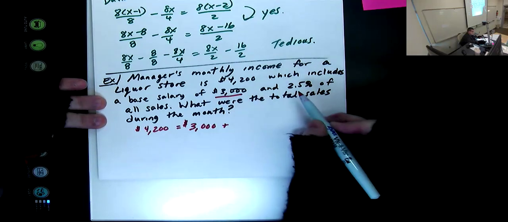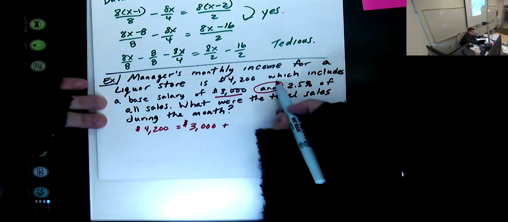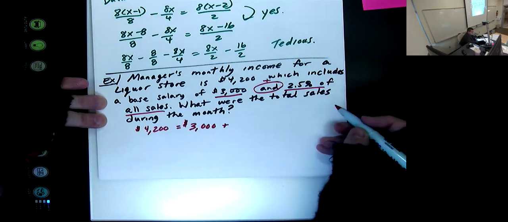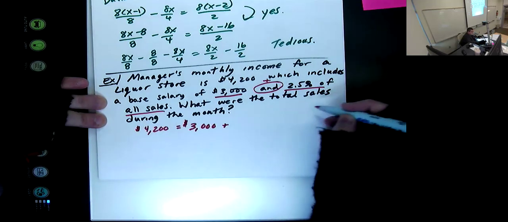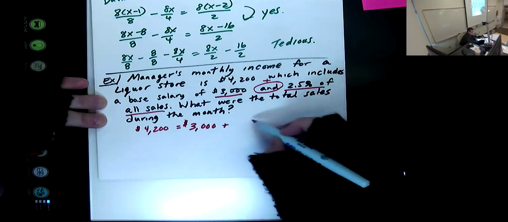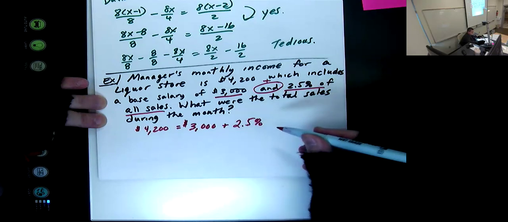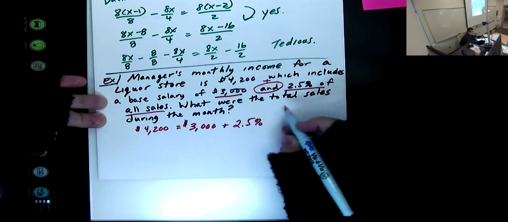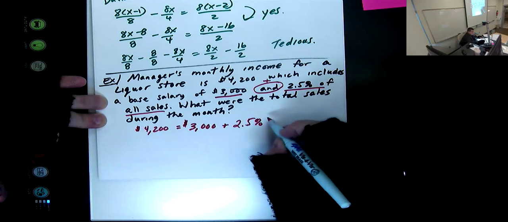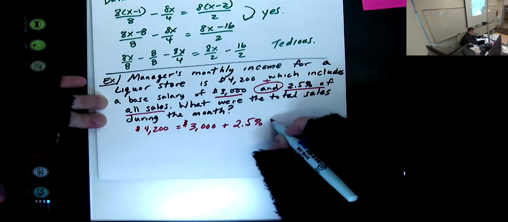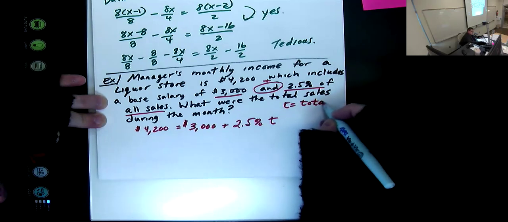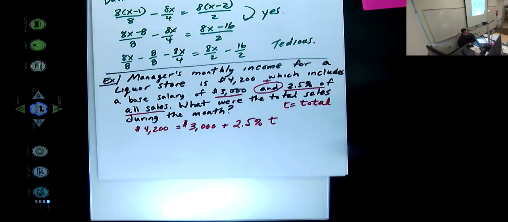There's my 3,000. The "and" kind of turns into a plus. So it's doing 2.5% of all sales. When working with a decimal or a percentage, I'll write it as the percentage for now. Total sales, we gotta give it a letter. S looks like a 5. I don't want to use S. I'm going to use T for total sales. T equals total. That should be what we get.